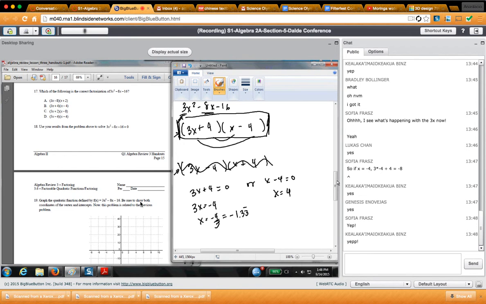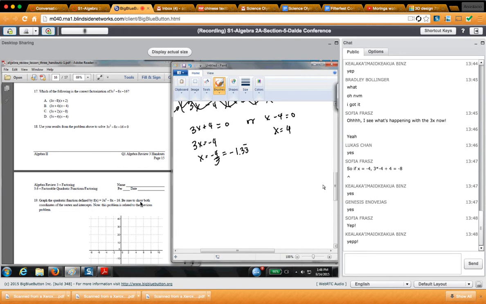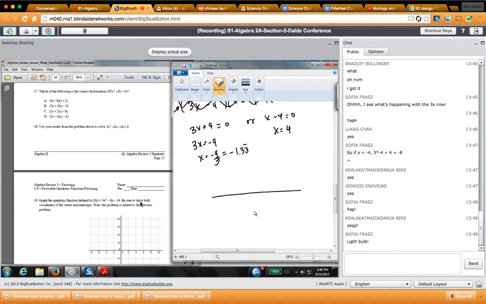So if I were to graph this thing, it would cross at negative 1.3, so it'd be somewhere around here. Positive 4, 1, 2, 3, 4. I know the y-intercept is negative 16, so way down here. And it would graph something like that.